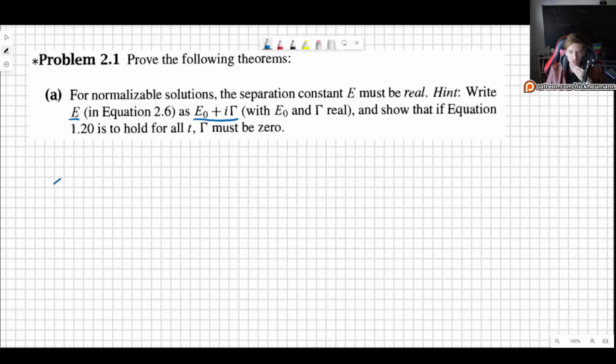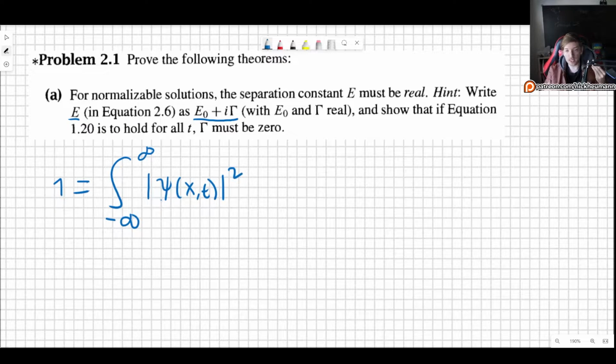Okay, so if we want our solution to be normalizable, that means that if we integrate over the probability density, which basically means the probability that at a certain time our particle be in a given place, and we add that over the entirety of space, we have to get 1. And that of course makes sense because the particle has to be somewhere. So if we add the probability of the particle being here, here, here, and we go through the entirety of space, we have to get 1 because it has to be somewhere. Okay, so that is the normalization condition.